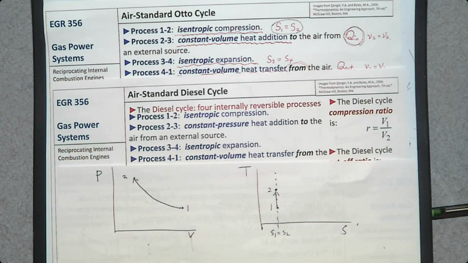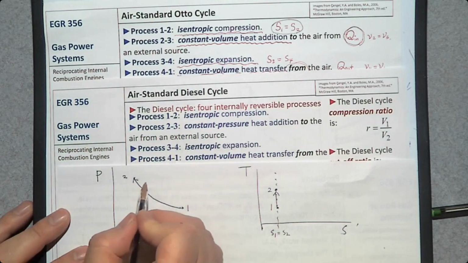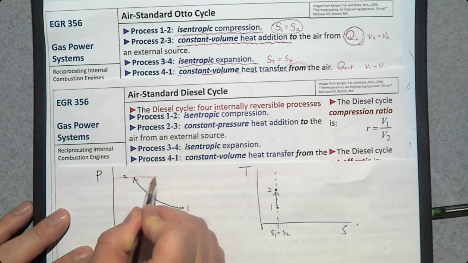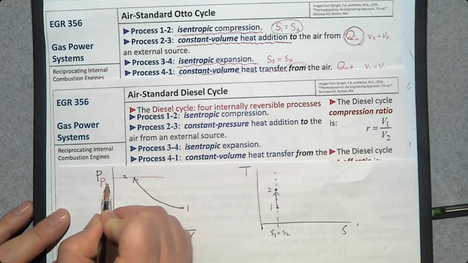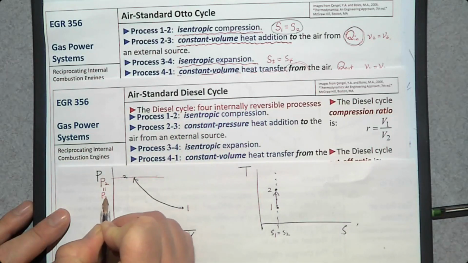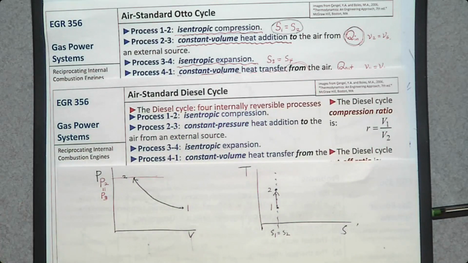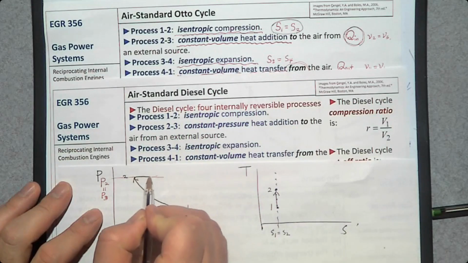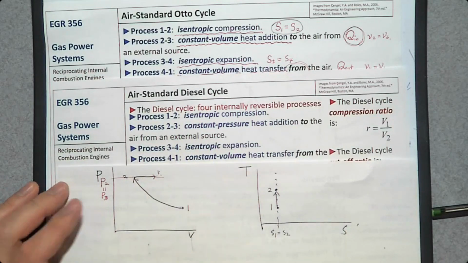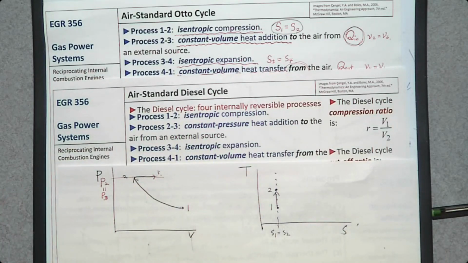It's not constant volume anymore. So where is pressure? The vertical axis. So P2 should be the same as P3. And constant pressure heat is added. When pressure remains constant, heat is added. Therefore, volume goes up. This way. Number 3. What about on this TS diagram?